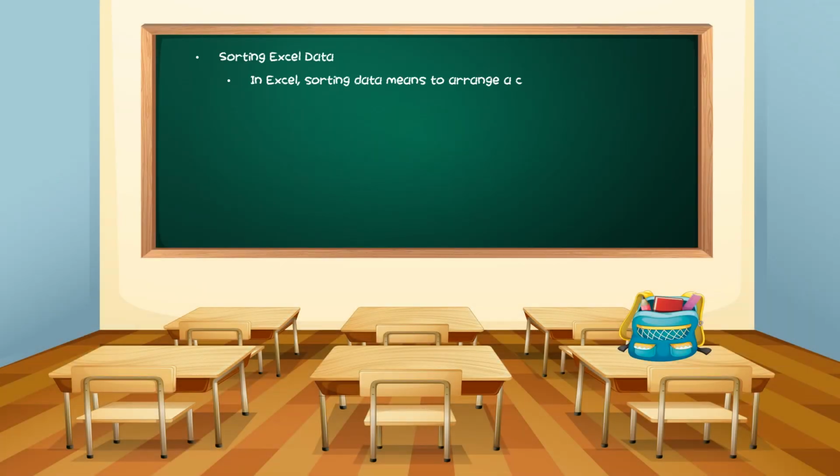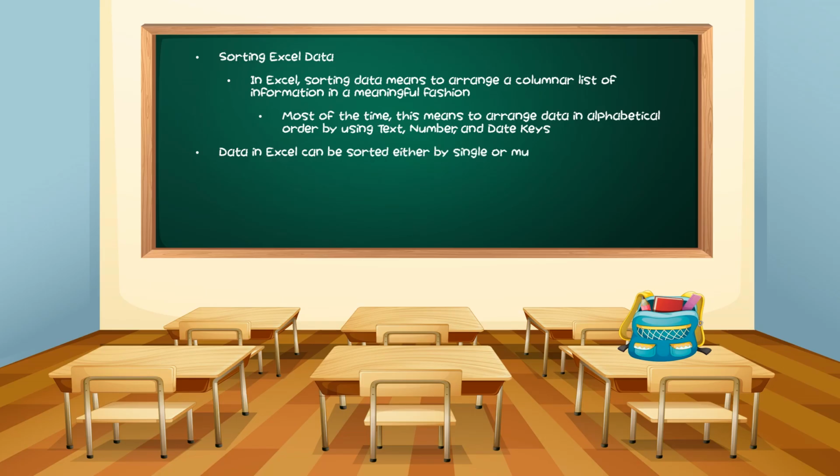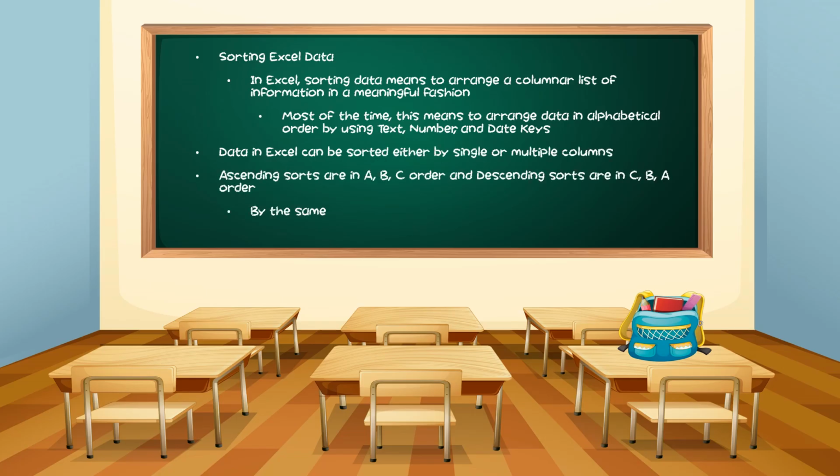Sorting Excel data. In Excel, sorting data means to arrange a column or list of information in a meaningful fashion. Most of the time, this means to arrange data in alphabetical order by using text, number, and date keys or column headings. Data in Excel can be sorted either by single or multiple columns. Ascending sorts are ABC order and descending sorts are CBA order. By the same token, numbers and dates are sorted either in largest to smallest or smallest to largest.